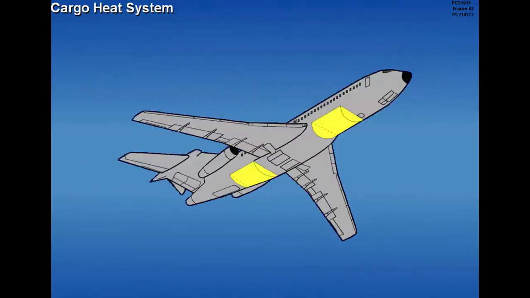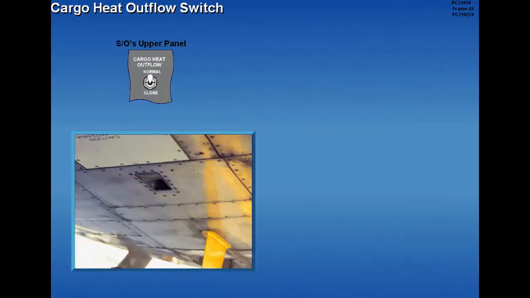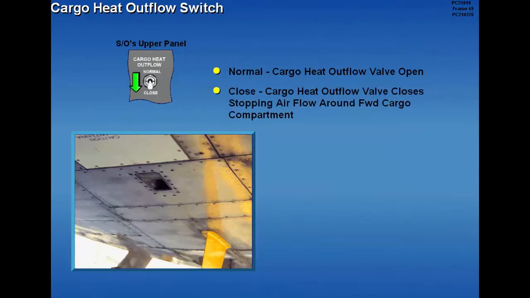Cargo compartment heat is supplied by air leaving the passenger cabin. A cargo heat outflow switch controls the operation of the cargo heat outflow valve. With the switch in normal, the cargo heat outflow valve is open. Placing the switch to close closes the cargo heat outflow valve, stopping airflow around the forward cargo compartment.